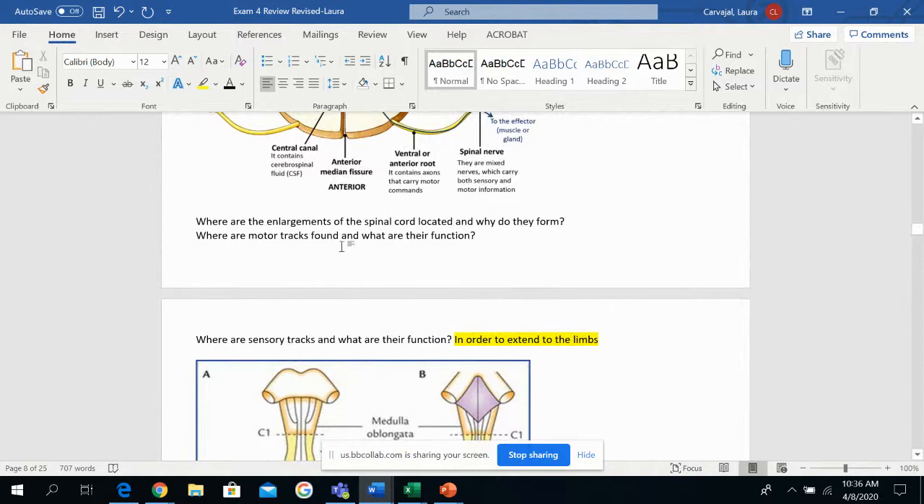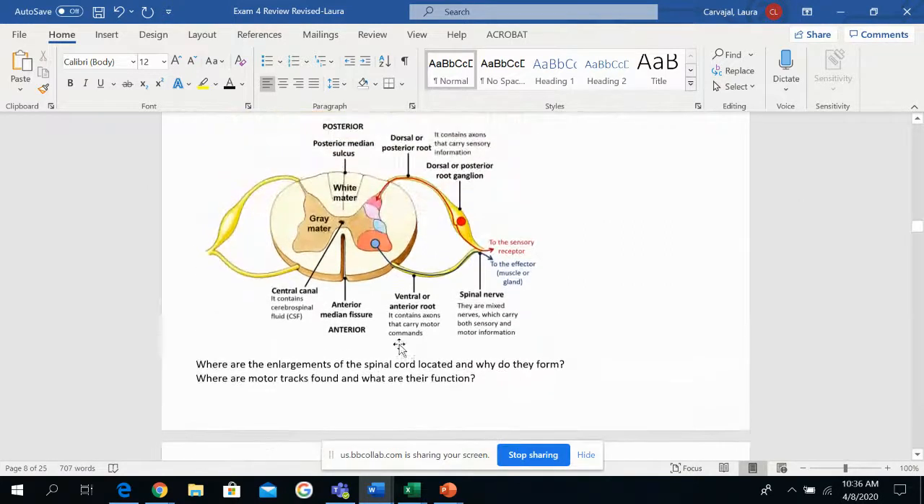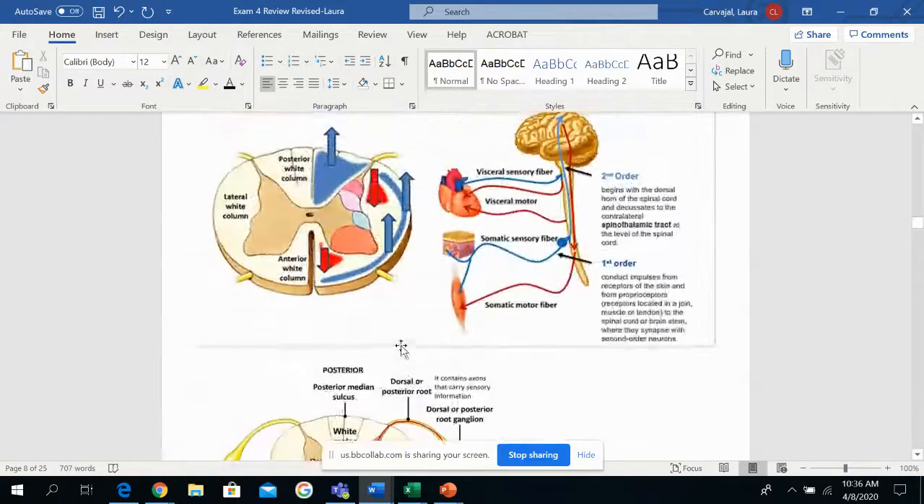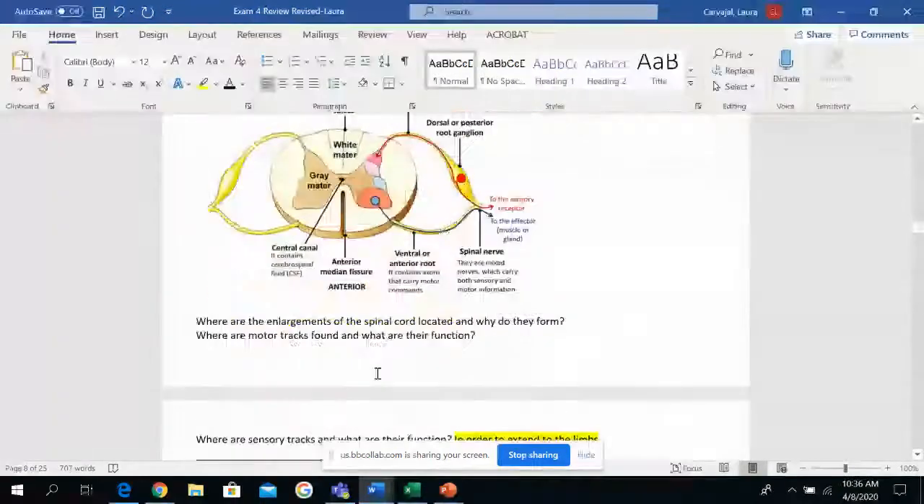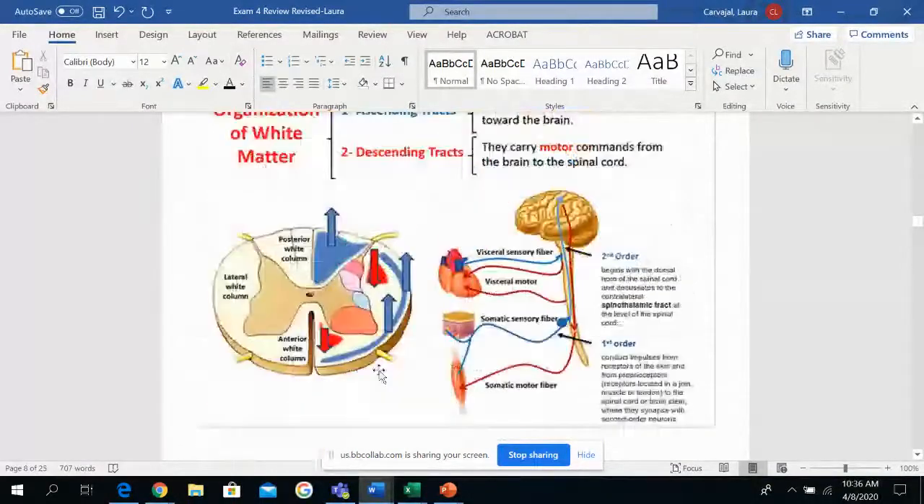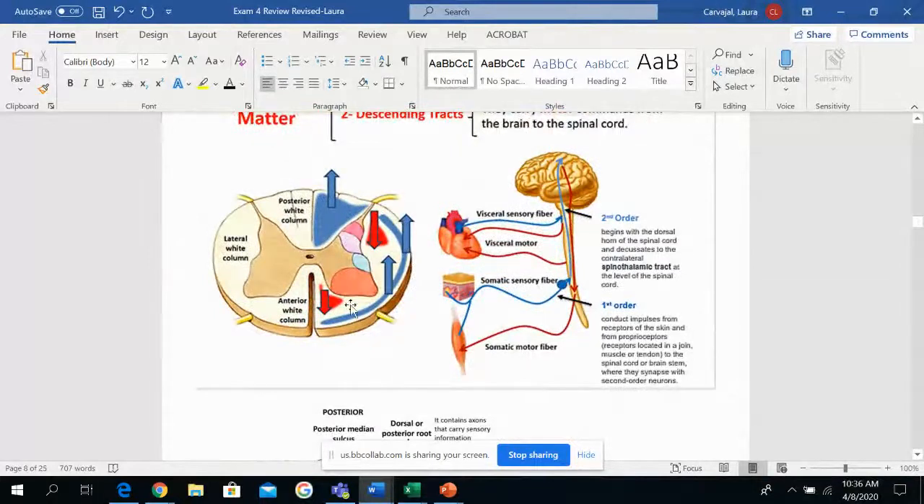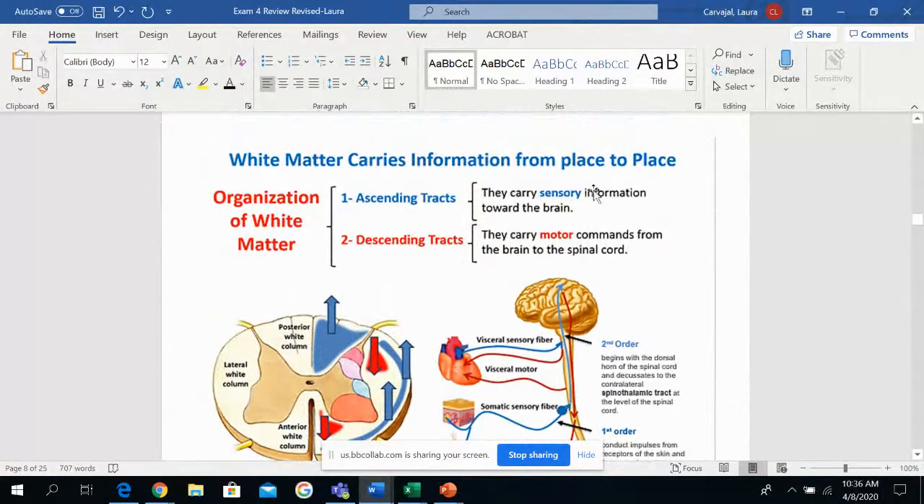Where are motor tracts found and what is their function? Where are sensory tracts found and what are their functions? So motor tracts are usually found right here. They're the descending tracts, and their function is to carry motor commands from the brain to the spinal cord. What are sensory tracts? Where are sensory tracts? So they're right here. They carry sensory information towards the brain.